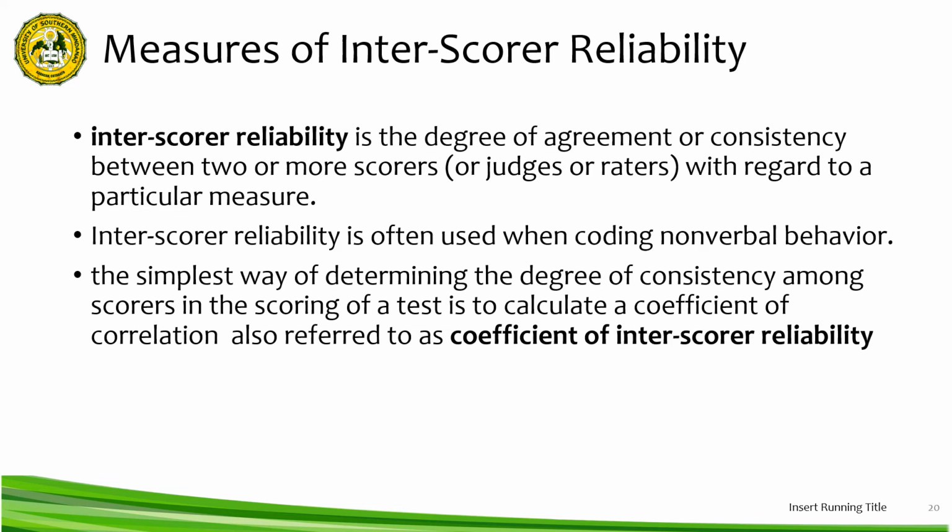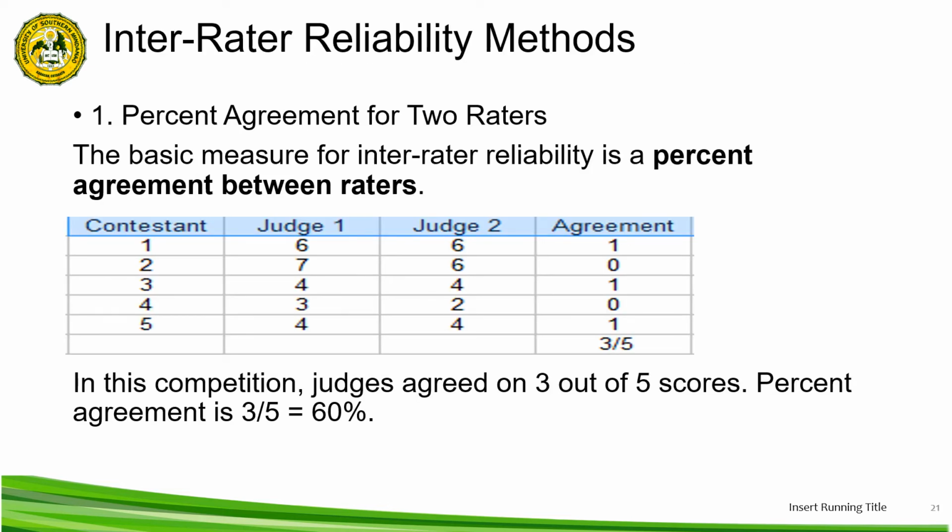Which one you choose largely depends on the type of data you have and how many raters are in your model. So for the inter-rater reliability method, this one is the percent agreement for two raters. The basic measure for inter-rater reliability is percent agreement between raters. We have 5 contestants and 2 raters, judge 1 and judge 2, and these are the agreements.